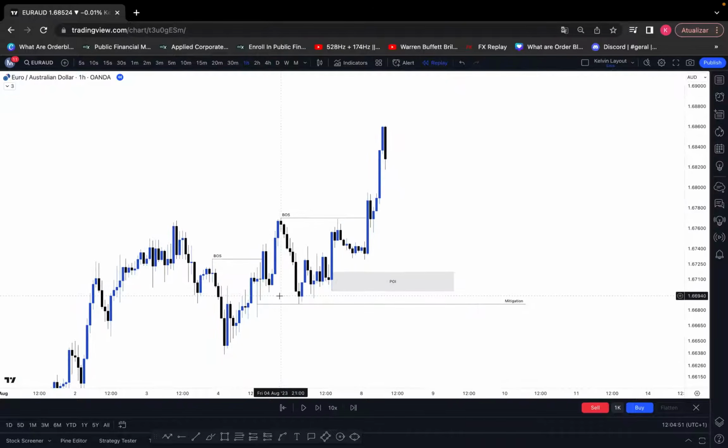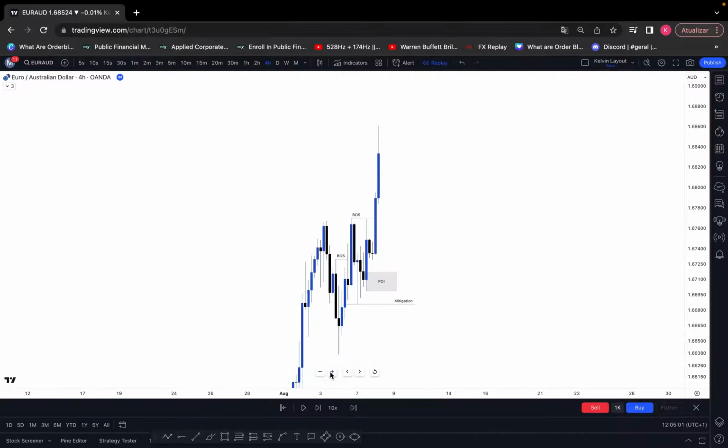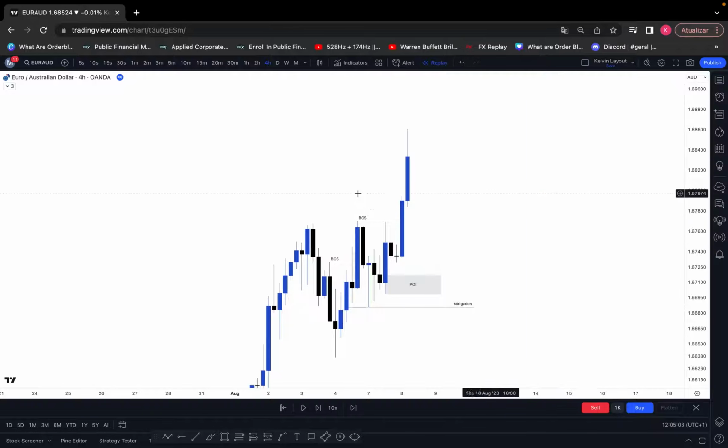So let's just quickly hop on it. Let's understand here, this is the hourly. This is mainly the 4 hour time frame, but I'm going to use the 2 hour because the points of interest are much cleaner. So let me go to the 2 hour time frame.